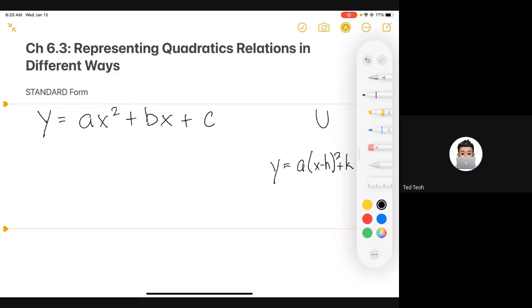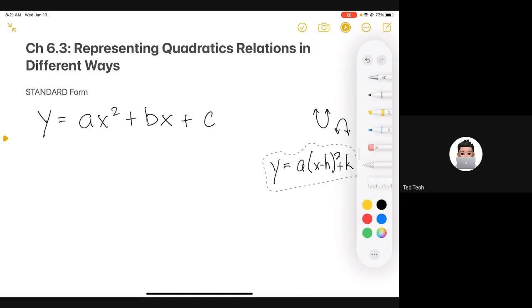And when we graphed these, we knew they were quadratics, either the shape of a U or the shape of an N, which is what we learned yesterday. This over here is called vertex form. When I graph this, it's the shape of a U or an N. This is also known as the graphing form of a quadratic.